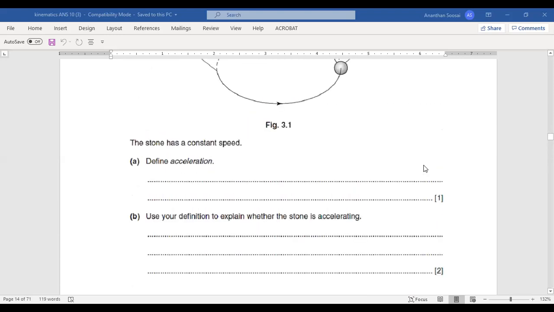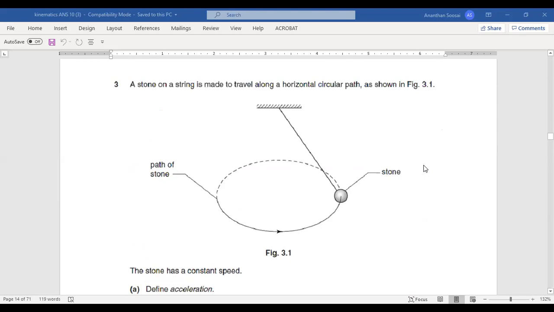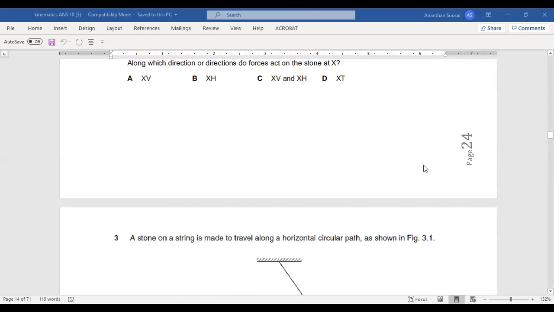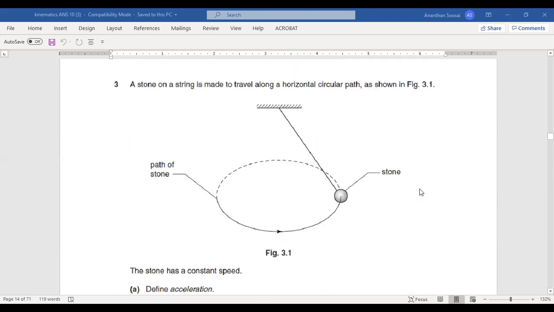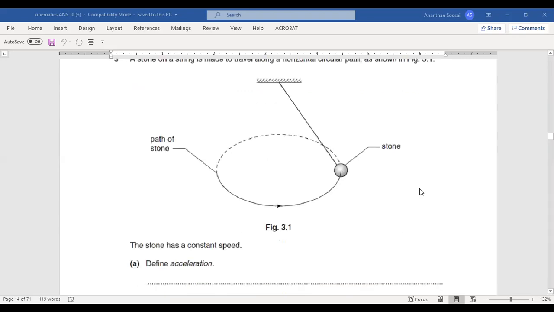Okay, this is another good question. One example. This is one structure. Which year is this? That's November 5 again. Okay, read the question. A stone on a string is made to travel along a horizontal circular path. The stone has a constant speed.